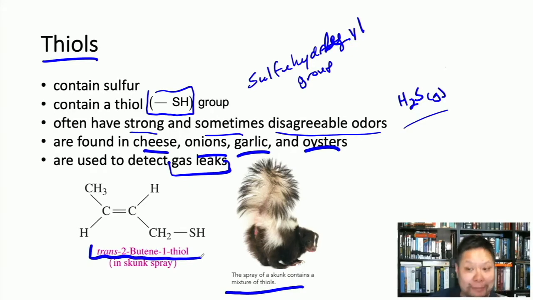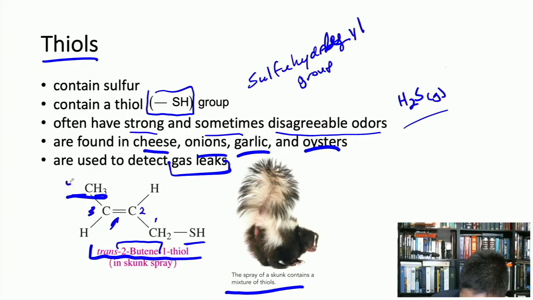Notice here, this is calling back to things that we've learned in the past. This is a trans, because the thiol is on opposite ends of that methyl group right there. And then right here, 2-butene, because the butene, which is the double bond part, begins at the second carbon, because that's carbon 1, carbon 2, carbon 3, carbon 4, right? And then it's 1-thiol right here because the thiol is connected to the first carbon.